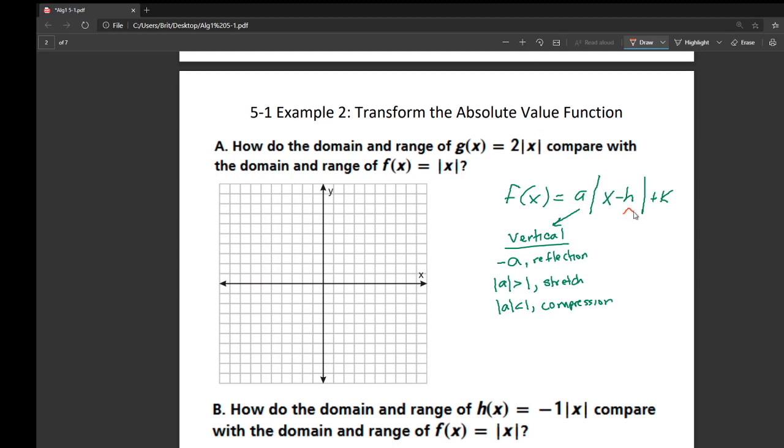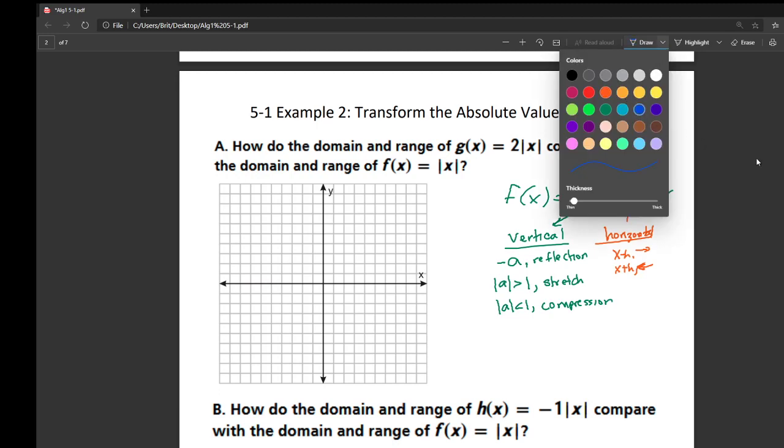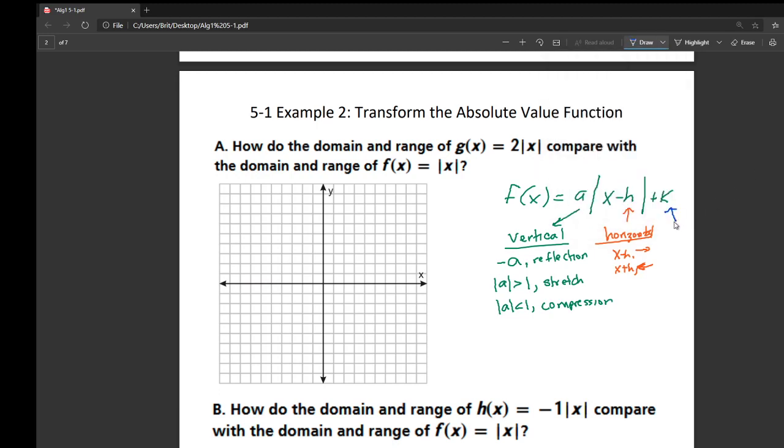So understand that the h value is going to be a horizontal change. When you add or subtract h, if it says x minus h, it's going to translate to the right. And if it says x plus h, it'll translate to the left, which feels backwards, but that's just how it does. And then the k deals with translations vertically.